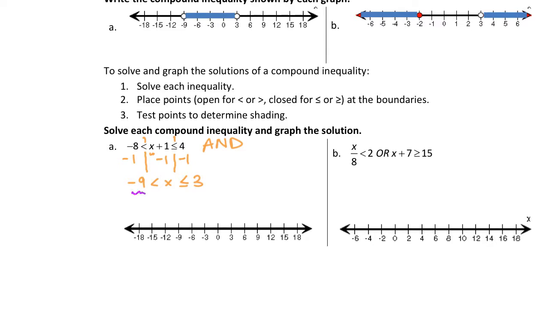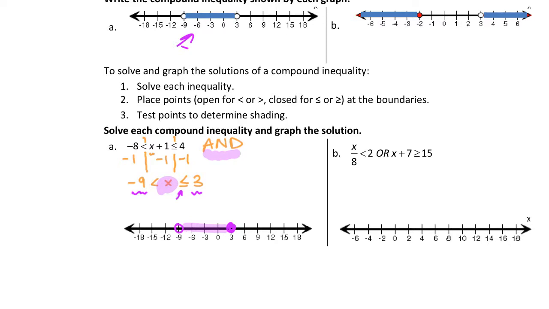Now to graph that, my boundaries, oh my gosh, I just realized it's the same as this one up here. So almost the same. We've got some shading to do. So at negative 9, I've got my open circle. At 3, I have a closed circle because we have the equal sign right there. And then since this is an and, we're going to shade in between those 2 points. I know it's an and because my x is between the 2 endpoints.